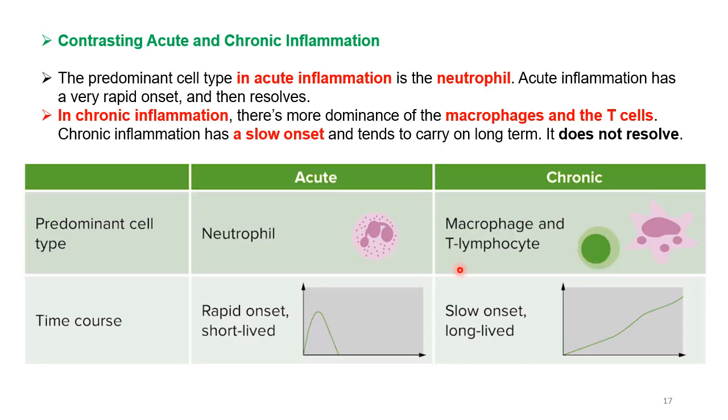Now, the cells that are most characteristic of chronic inflammation, those are the T cells. All right, so T cells are very important for chronic inflammation. Also the macrophages, but mainly T cells. Right? So now you know the difference between chronic and acute inflammation. I love to ask questions about that.